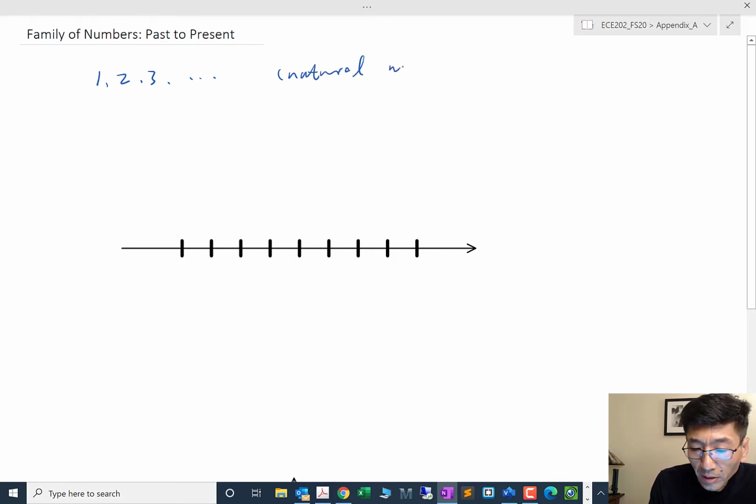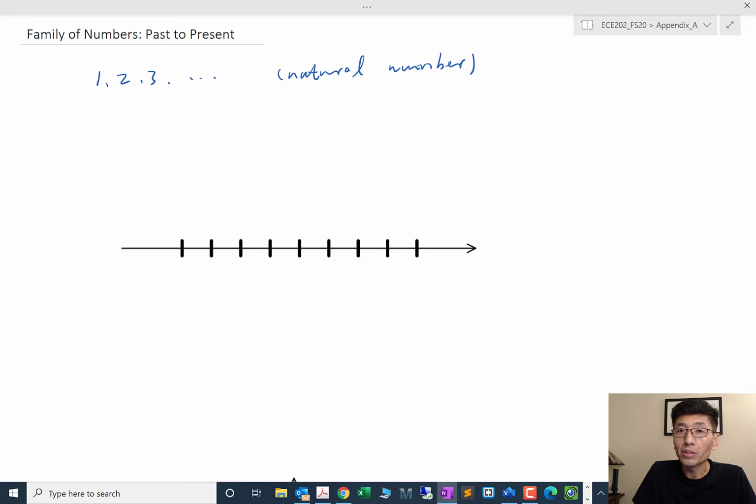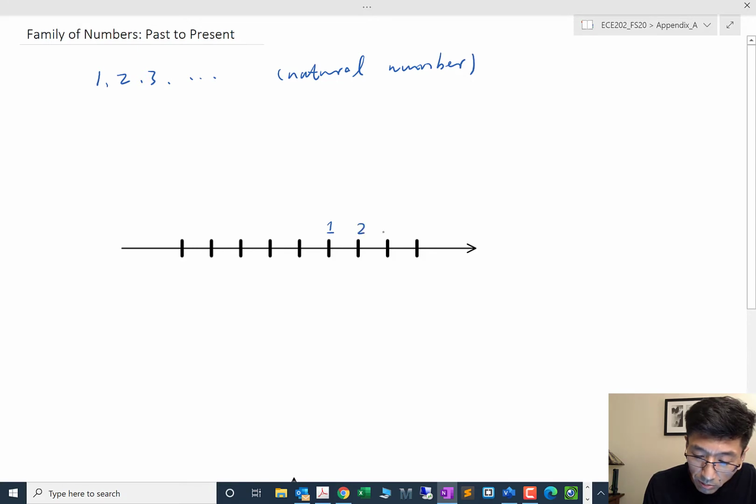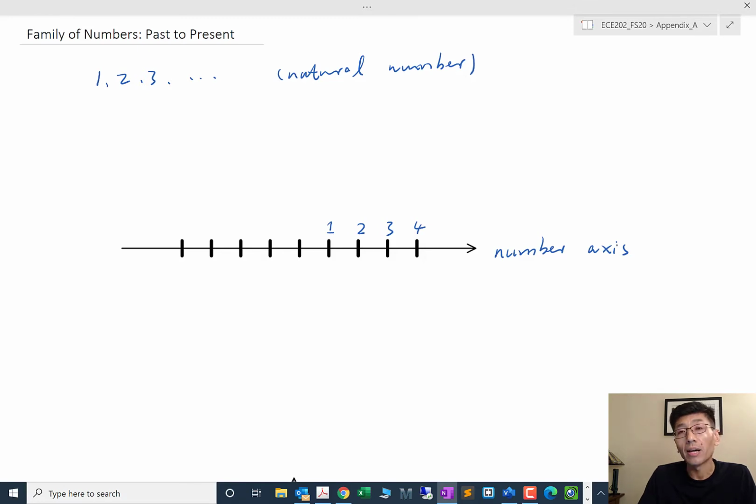We also would like to associate these numbers with some sort of drawing or graph or figure, and we use what we call the number axis, right? So let's label 1, 2, 3, 4, and so on and so forth on this number axis. Each point on this number axis will correspond to a number we have. But we have a lot of gaps here, right? We will talk about that in a moment.